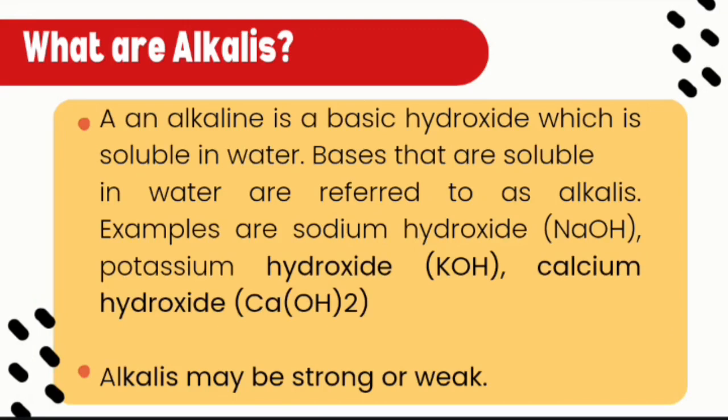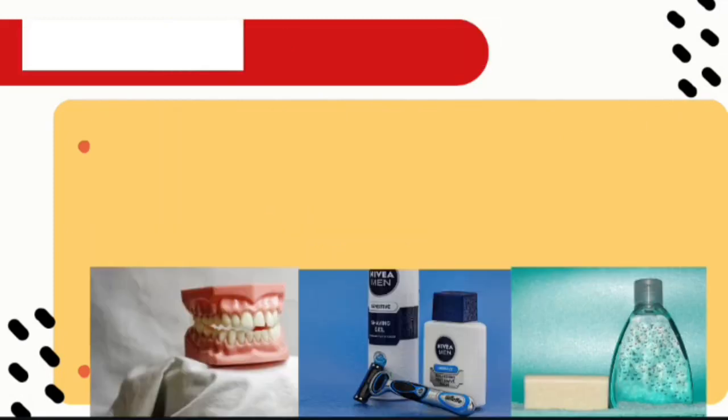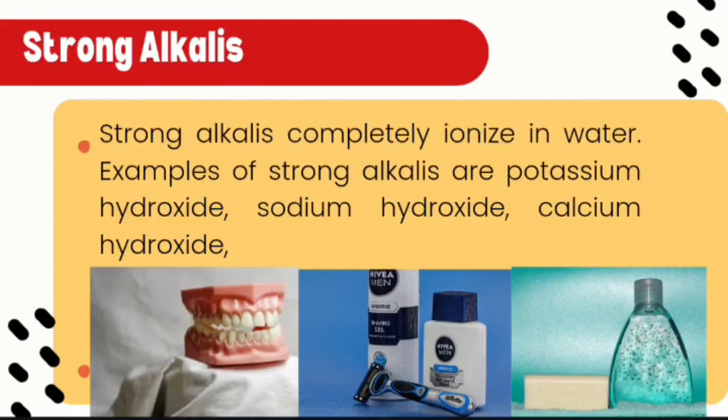What are alkalis? An alkali is a basic hydroxide which is soluble in water. Bases that are soluble in water are referred to as alkalis. For example, sodium hydroxide, potassium hydroxide, calcium hydroxide. Alkalis may be strong or weak. Strong alkalis completely ionize in water.